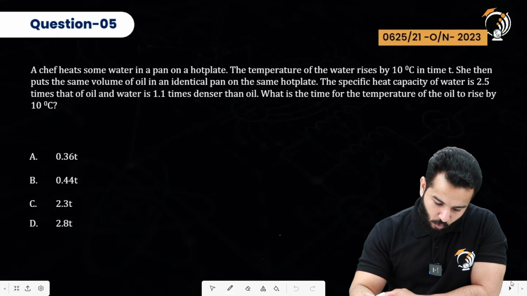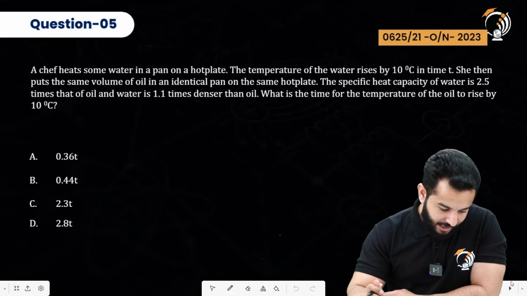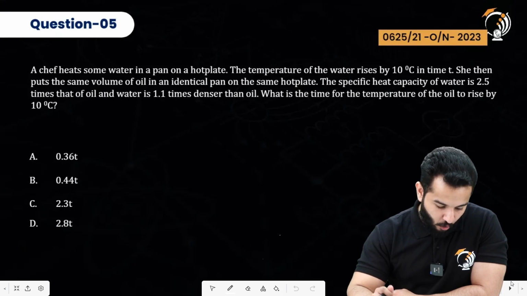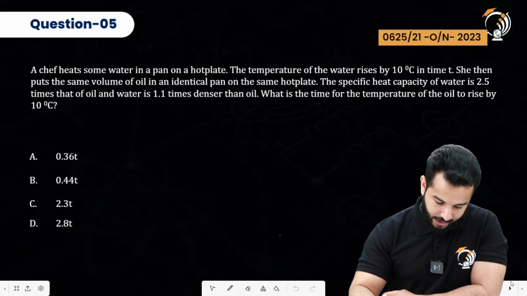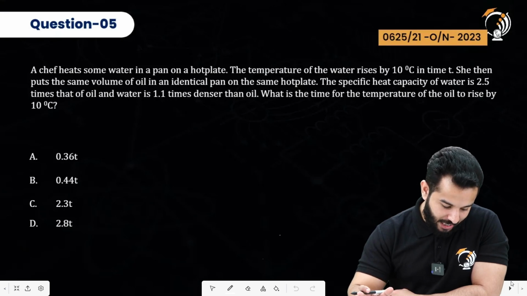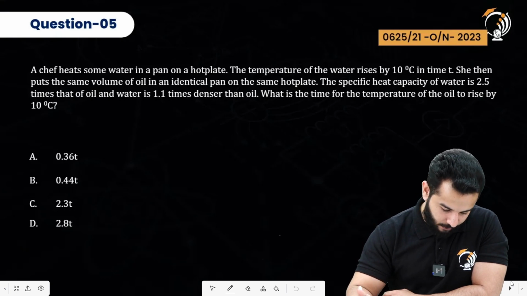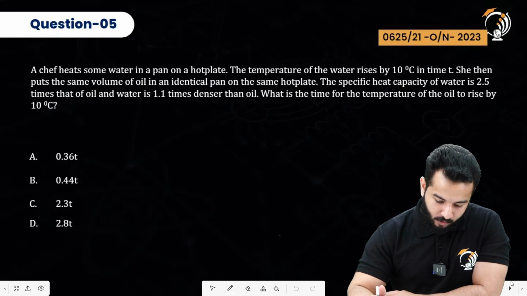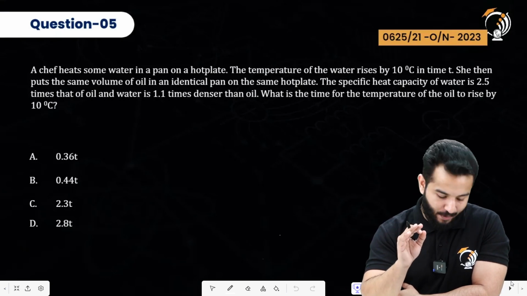Next question says a chef heats some water in a pan on a hot plate. The temperature of the water rises by 10 degrees Celsius in time t. She then puts the same volume of oil in an identical pan on the same hot plate. The specific heat capacity of water is 2.5 times that of oil, and water is 1.1 times denser than oil. What is the time for the temperature of the oil to rise by 10 degrees Celsius? It's not that difficult. I'm going to explain it to you.